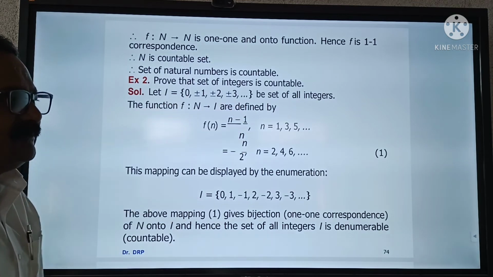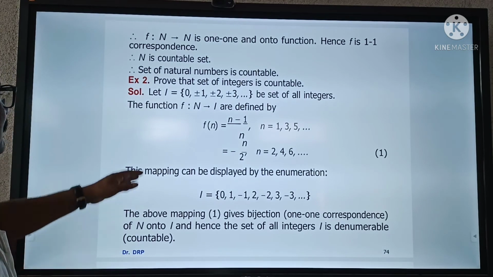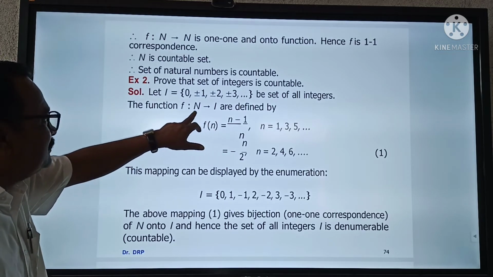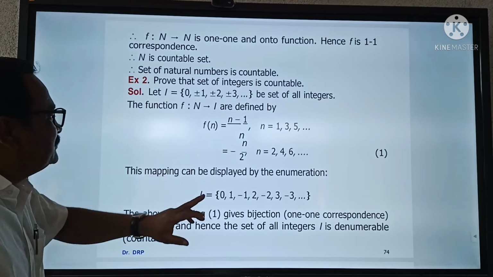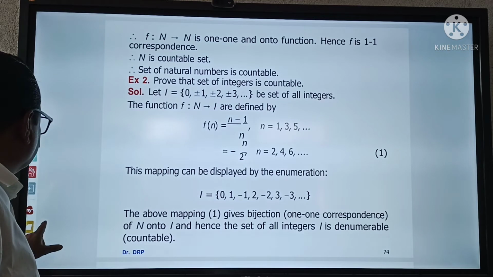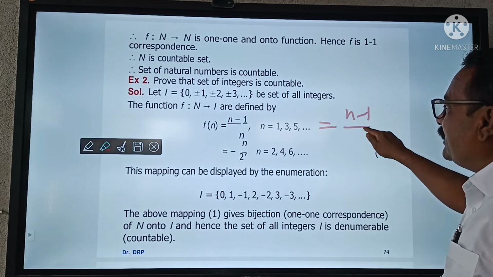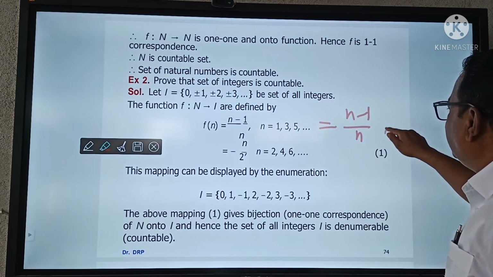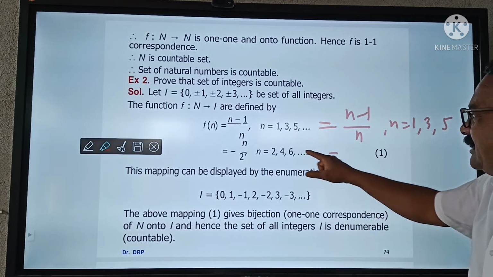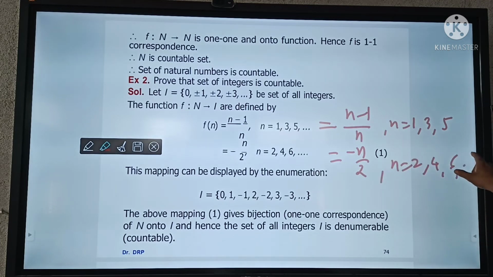So we know the set of all integers includes 0, 1, 2, 3 and -1, -2, -3. Let me take the function from N to I, natural numbers to integers, defined in this way: f of n is equal to (n minus 1) upon 2, for n odd integers, and f of n is minus n by 2 for n even integers, that is 2, 4, 6.